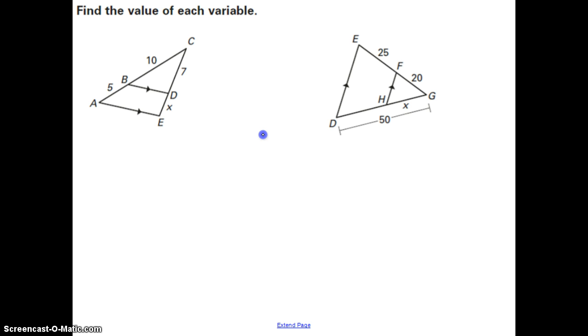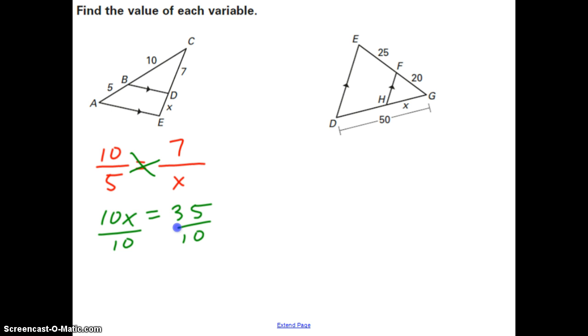We need to find the value of each variable, so we're going to use the side splitter theorem and what we know about similar triangles to be able to set up a proportion. In this one, since the sides are parallel, we can say that 10 over 5 is going to be equal to 7 over x. Then once we set up this proportion, we can cross multiply. 10 times x is equal to 5 times 7, which is 35. Then we can divide by 10. Then we have x is equal to 3.5.